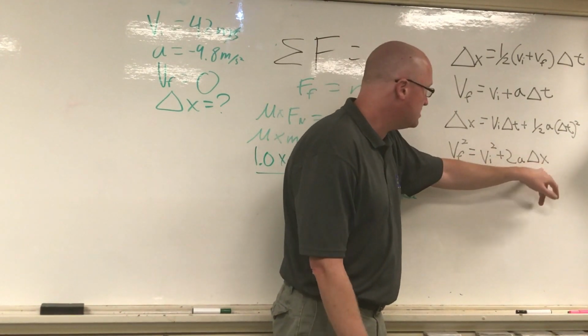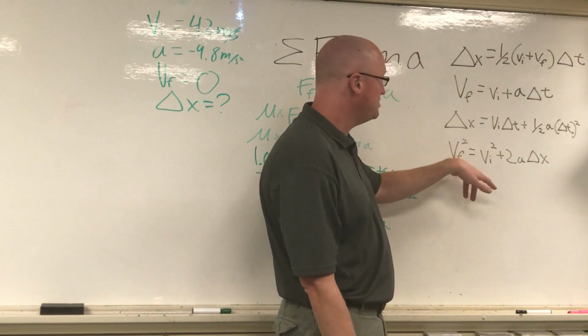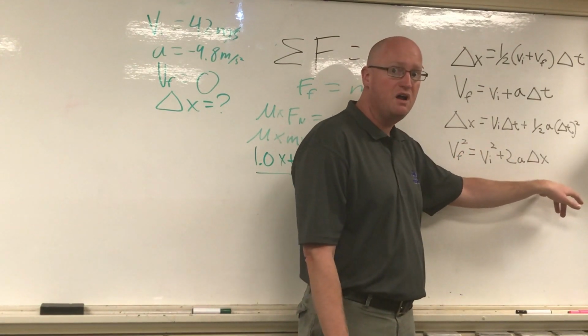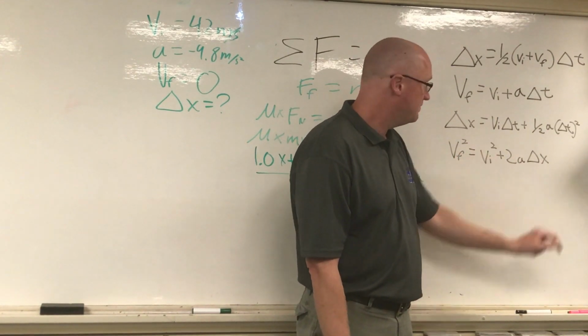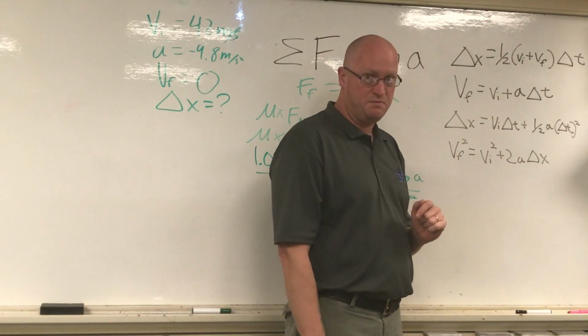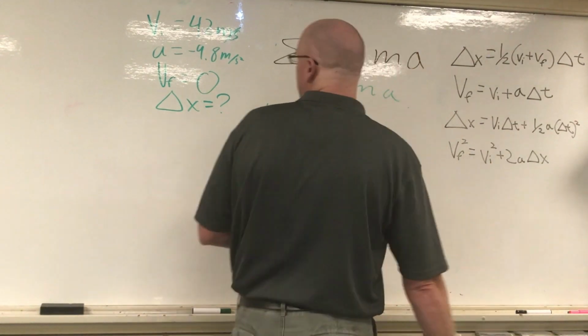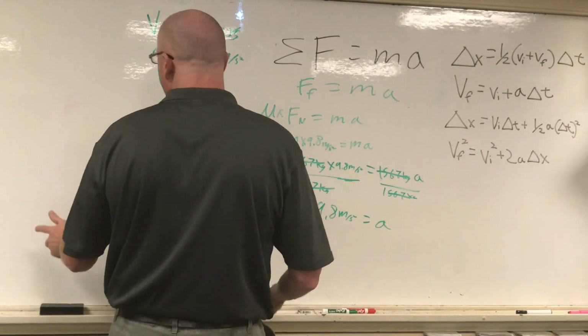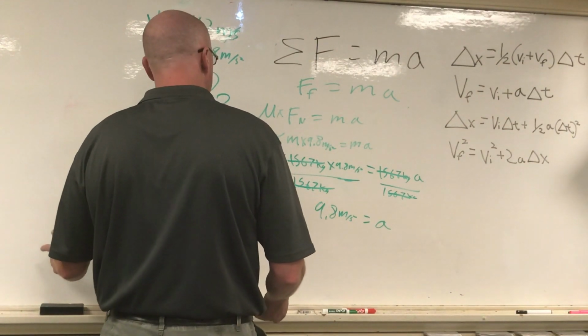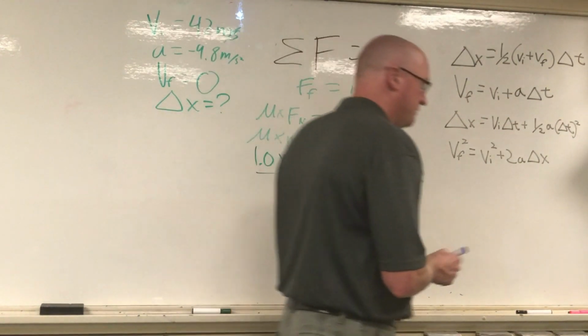But what about this one? It's got delta x, it's got acceleration, and my velocities. This is everything we need to know, and it's all in 1 step. So shall we use that? Let's see, where do I have the most room on the board? We'll just do it over here.